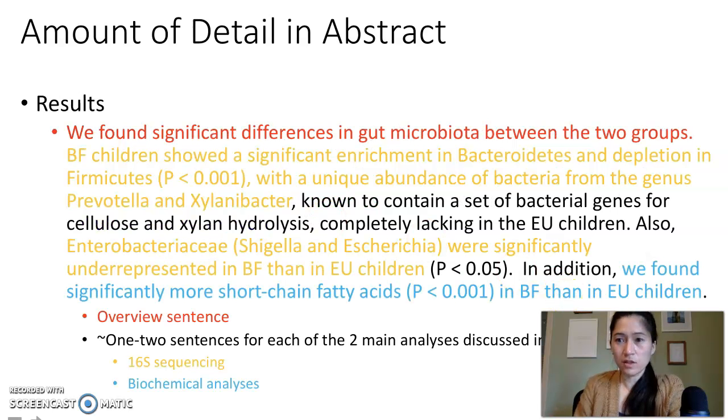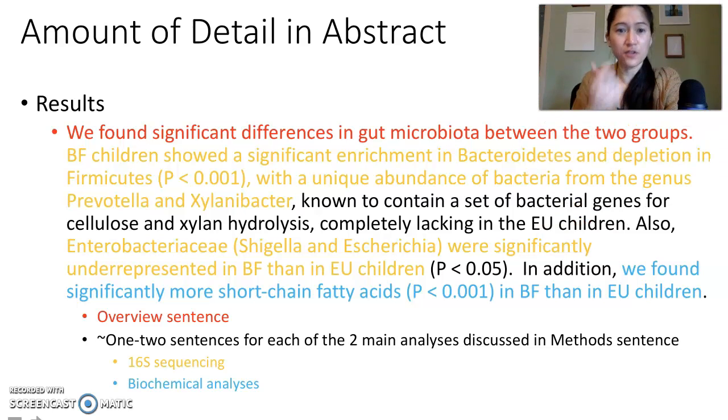For the results, I recommend doing a couple things in this section. First of all, what I have indicated here in red, I recommend giving an overview sentence summarizing the results. So here you might say something like, overall, there were significant differences in the gut microbiome between the two different groups that were examined. And then remember, I just said in the methods, you give the two types of analyses that were done, the 16S sequencing and the biochemical analyses.